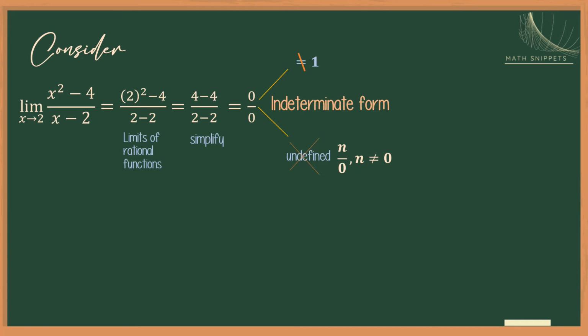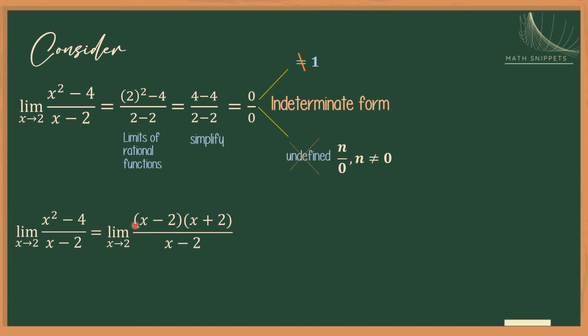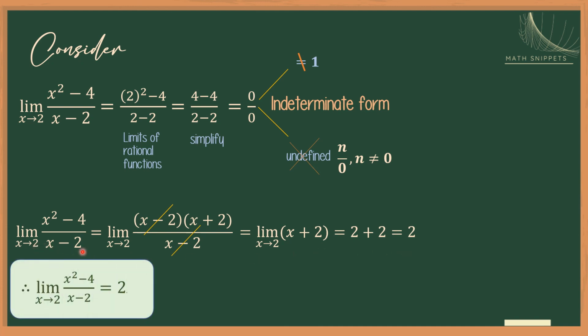Let's look at the problem earlier. If we look at the numerator, we have a difference of two squares, which we can factor into x minus 2 times x plus 2. Now we can see that x minus 2 is a common factor. So we can factor them out, and this reduces the function to x plus 2. Evaluating the limit, we get a limit that's equal to 4. Therefore, the limit of x squared minus 4 over x minus 2 as x approaches 2 is not 0 over 0, but it is 2.